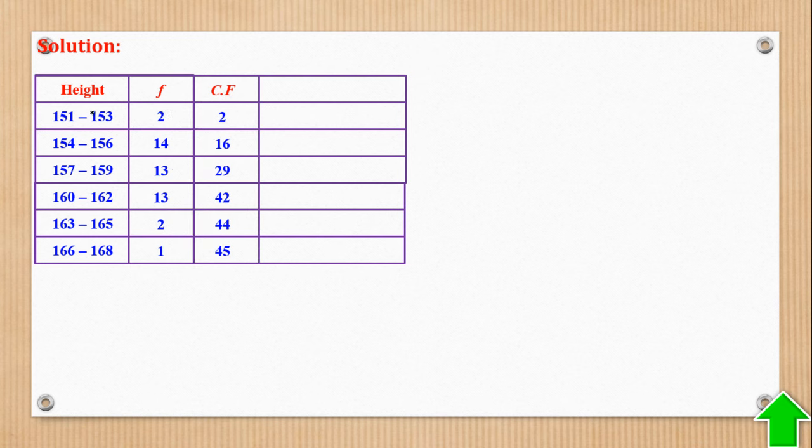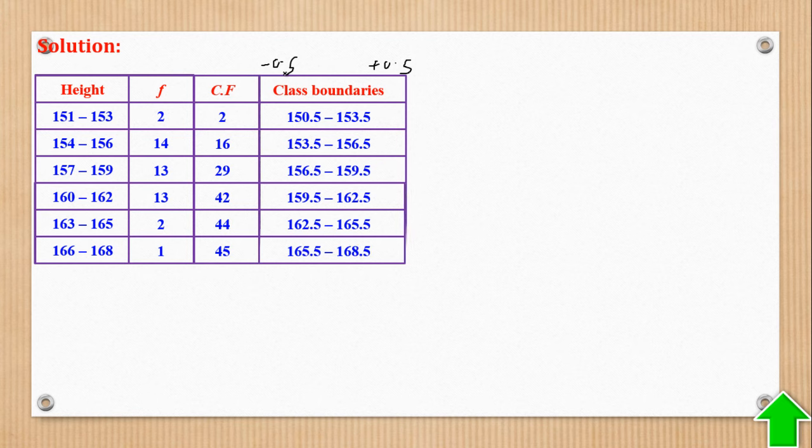Then class boundaries, you look at this here. Subtract the two and divide by 2. So subtract 154 minus 153, you get 1, divide by 2, it's 0.5. Meaning that to get the class boundaries, the upper class boundary will be got by adding 0.5, and the lower class boundary will be got by subtracting 0.5. Like that. So let's do that. We shall come up with those as the class boundaries. Okay. Then we can now start answering the wanted median.